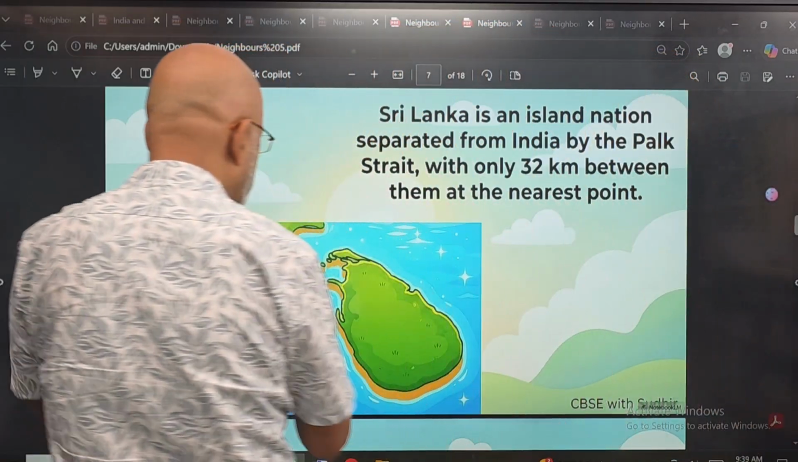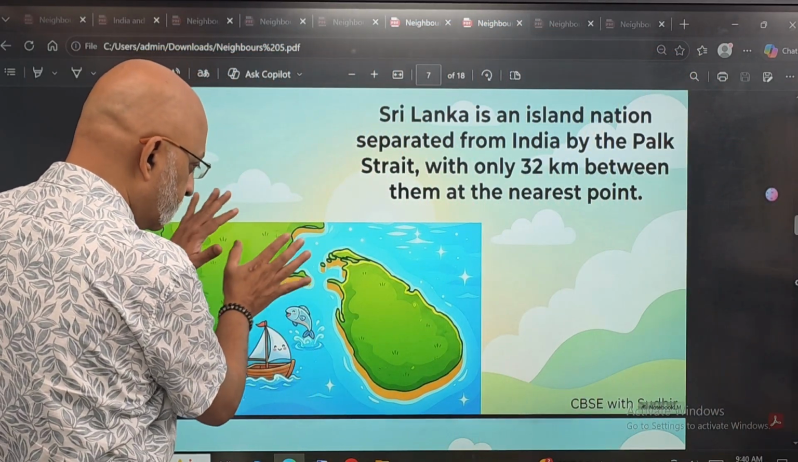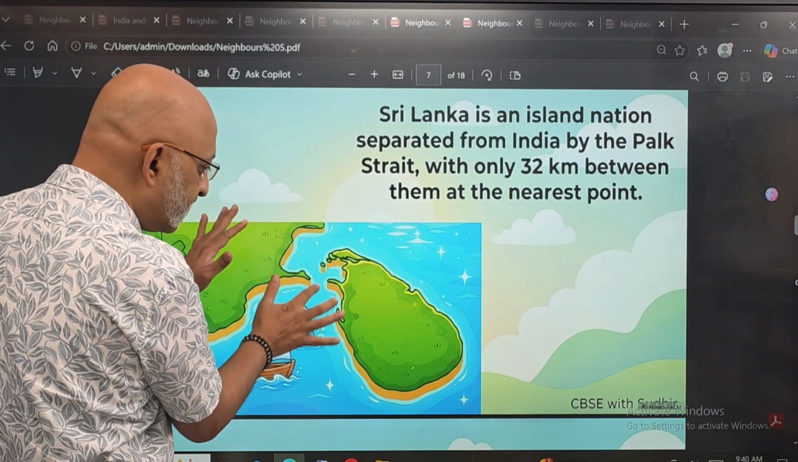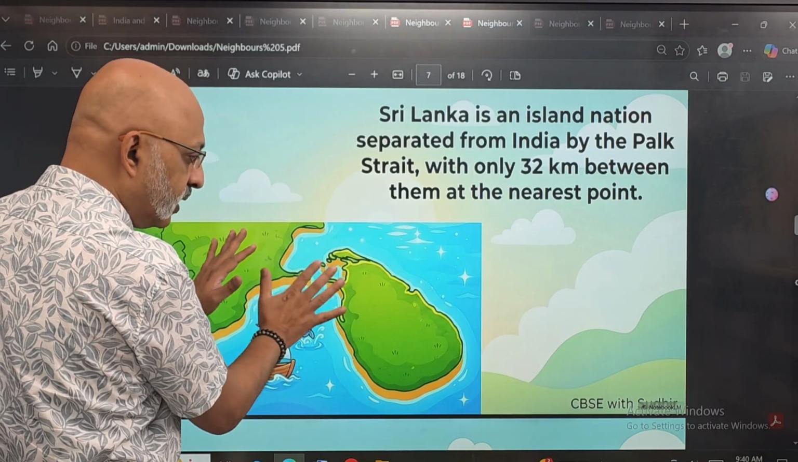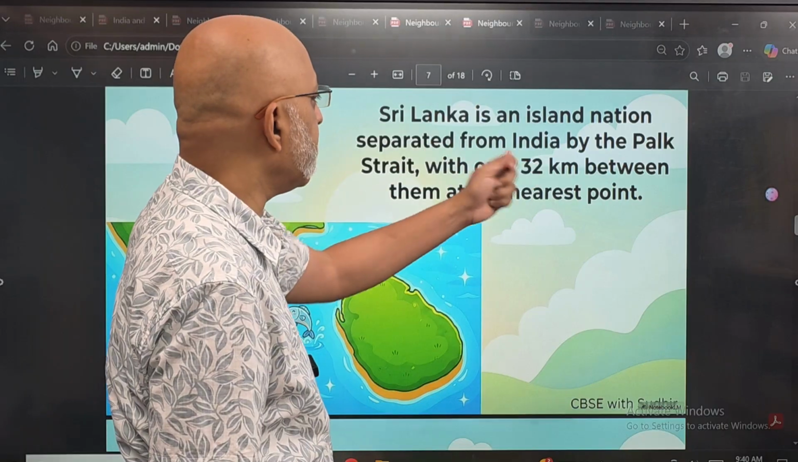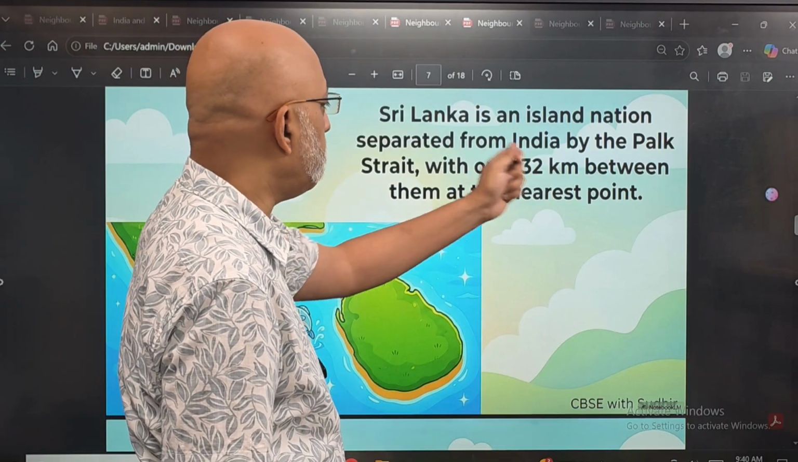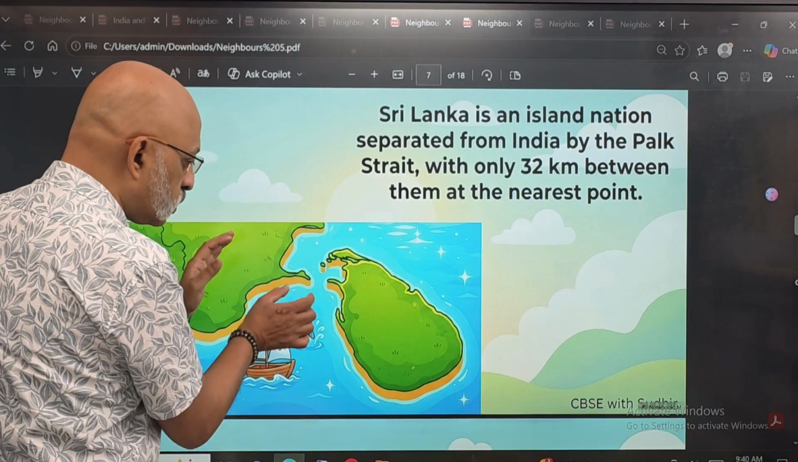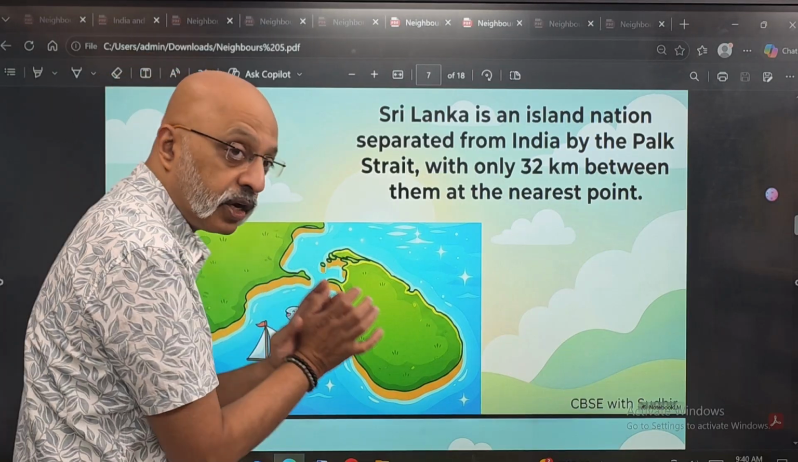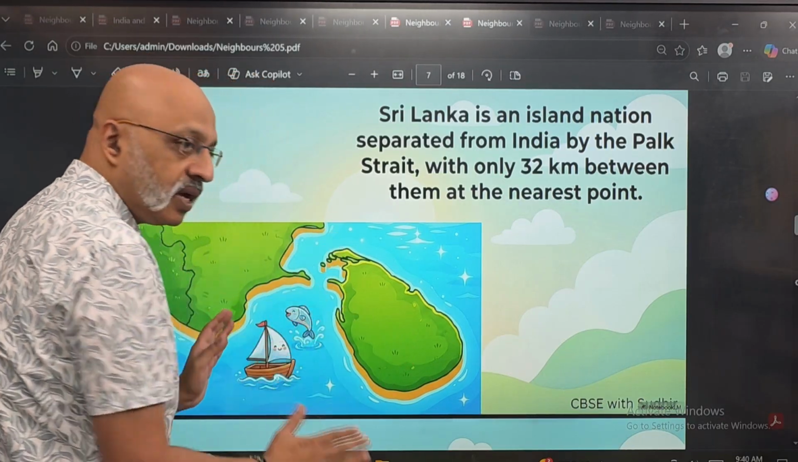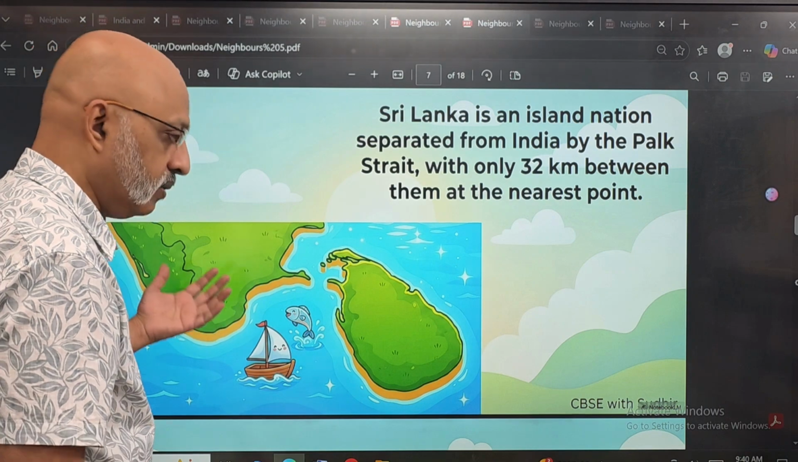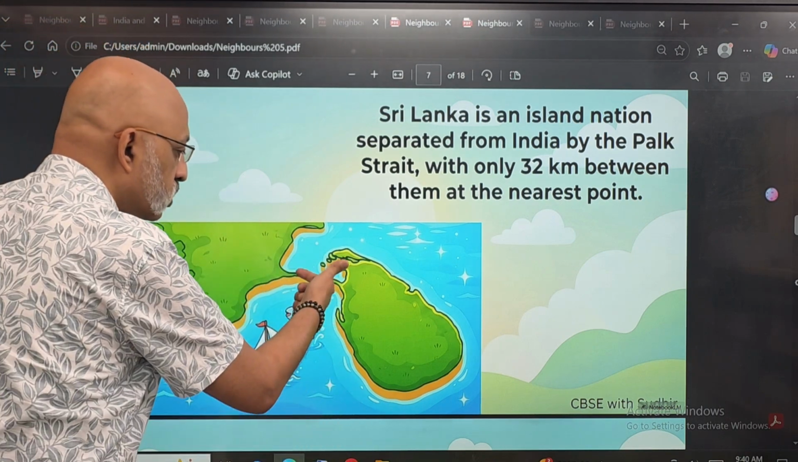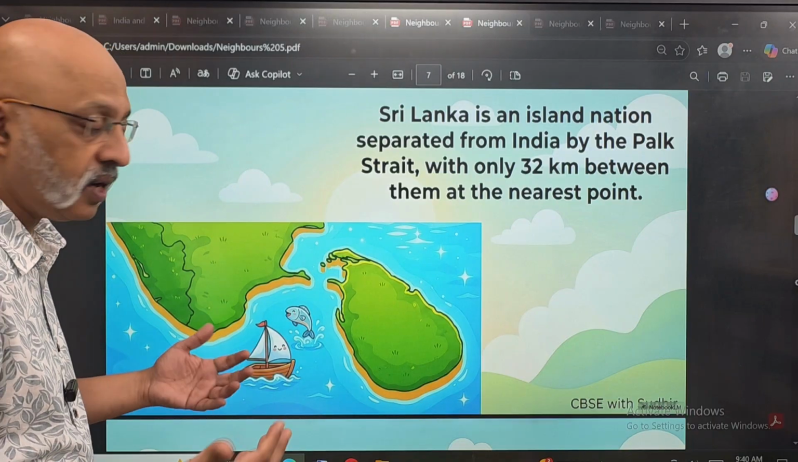Sri Lanka is an island. You see, this is India, this is Tamil Nadu, this is Kerala, and this is Sri Lanka. So you have only a little bit of sea between India and Sri Lanka. It is an island nation separated from India by the Palk Strait with only 32 kilometers between them at the nearest point. So this distance is 32 kilometers, right? Otherwise, it's almost like joined. And it is believed that when Lord Rama went to Lanka, there was this Ram Setu which was built, is the belief.